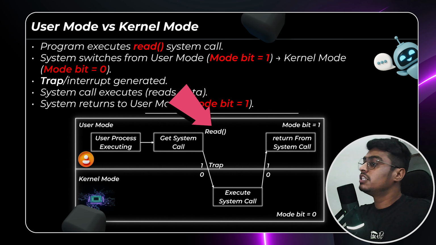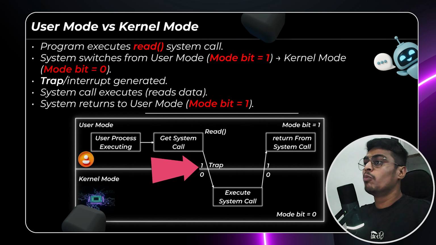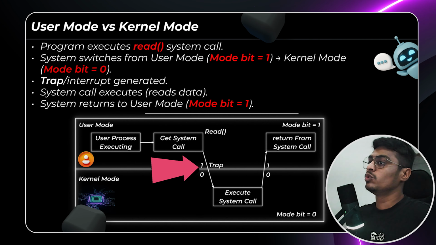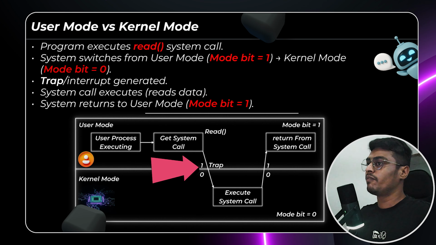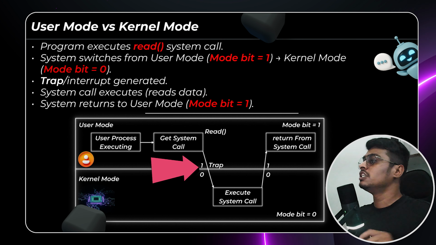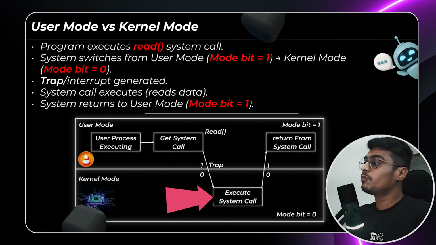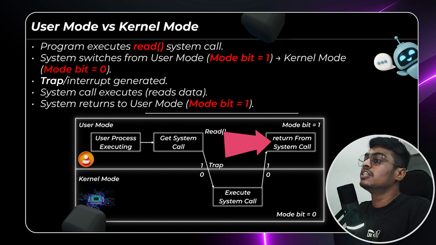At this point, the system switches from user mode, mode bit equal to 1, to kernel mode, mode bit equal to 0. In kernel mode, the mode bit is 0, and in user mode, the mode bit is 1. A trap interrupt is generated during this transition. The system call executes and reads data from the hard disk. After completion, the system returns to user mode, mode bit again from 0 to 1.